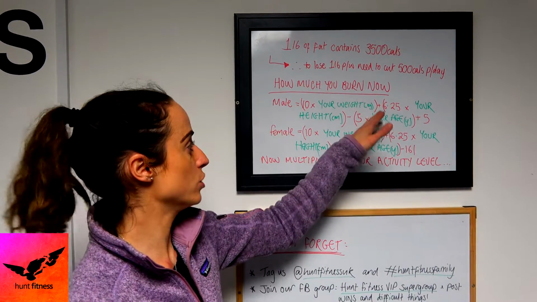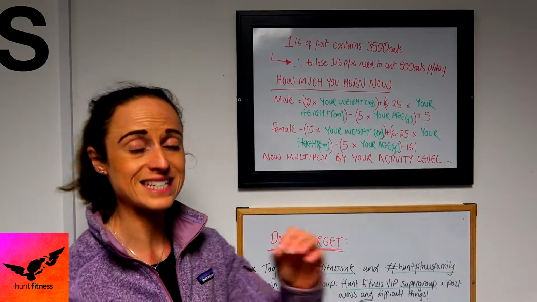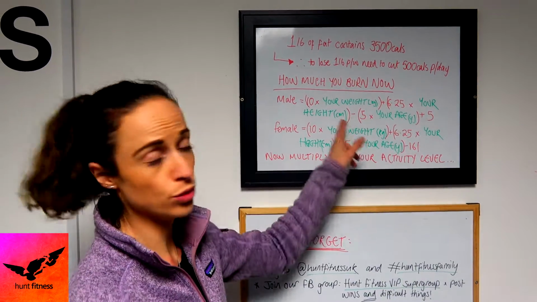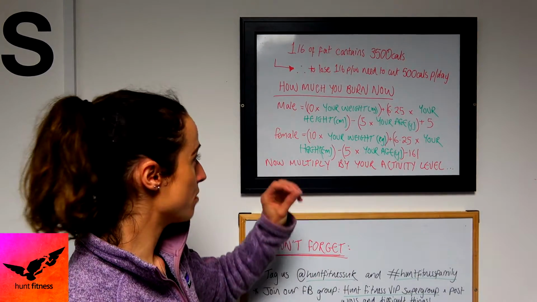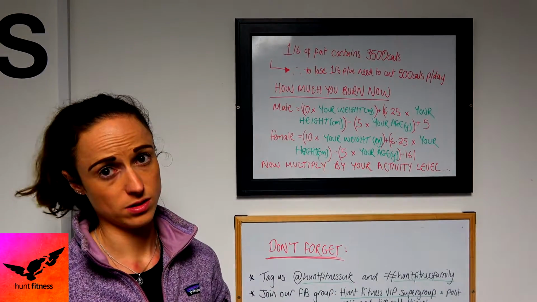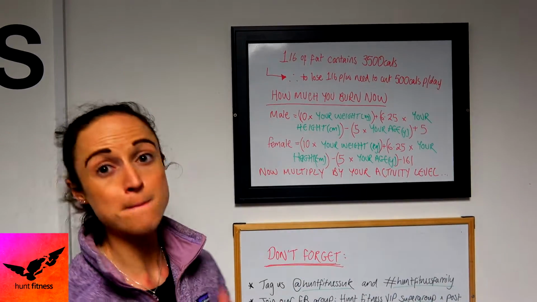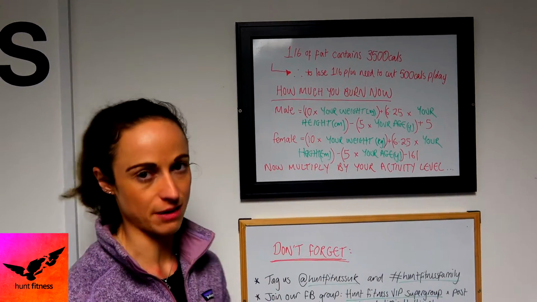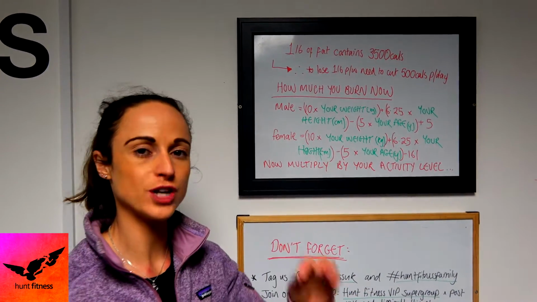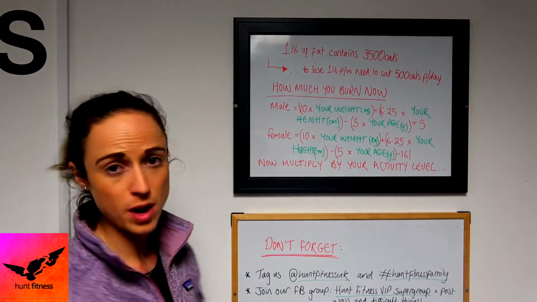Then you are going to do 6.25 times your height in centimeters, and you're going to add those two results together. Then you're going to do 5 times your age, and you're going to minus that from the figure that you've got. And then if you are male, you're going to add 5 to that figure, and if you are female, you're going to minus 161 from that figure. So that is where we're going to start.